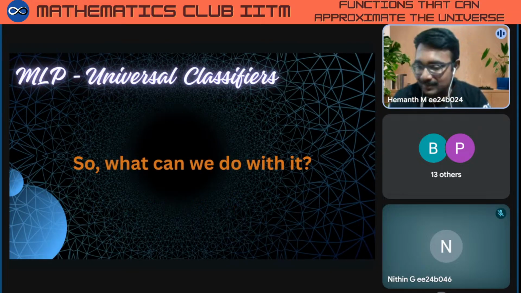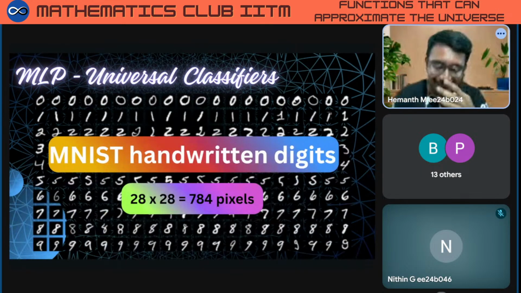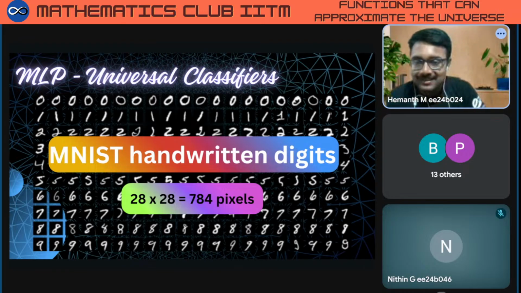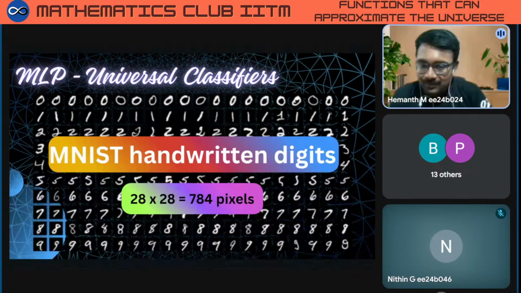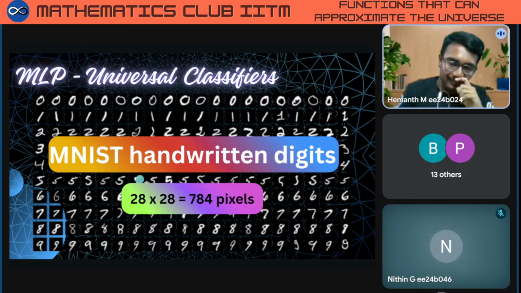So what can we do with this? So what if we can classify regions? What is the use? Why did we even discuss this? Consider one practical application of this. Say you want to classify handwritten digits. This dataset is known as the MNIST dataset. It has a collection of a large number of such handwritten digit images. Each of these images is a 28 by 28 image which has 784 pixels.